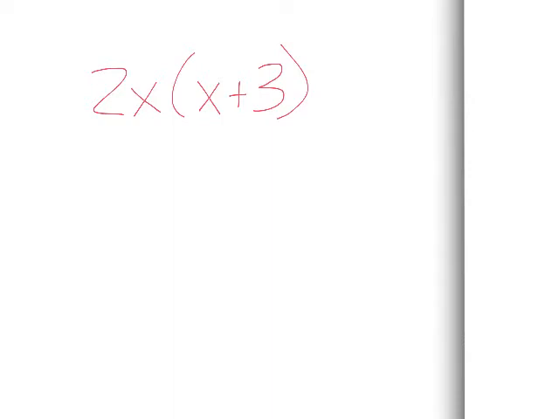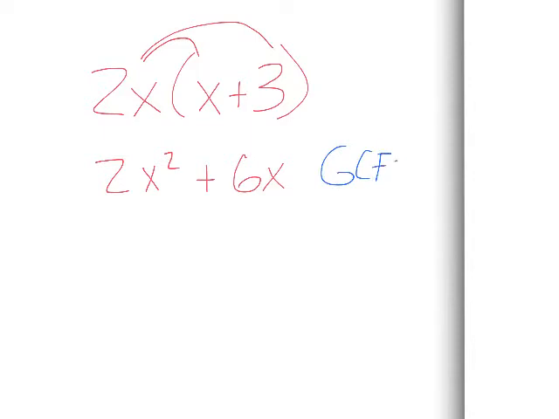Okay, so I distribute this in. What is 2x times x? 2x squared. And then what is 2x times 3? Plus 6x. Okay? All right, now let me ask you, what is the GCF of 2x squared and 6x? So here I'm going to go backward now. So what's my GCF? What can I divide out of 2 and 6? 2. How many x's can I take out? 1. So what if I divided both of these by 2x?